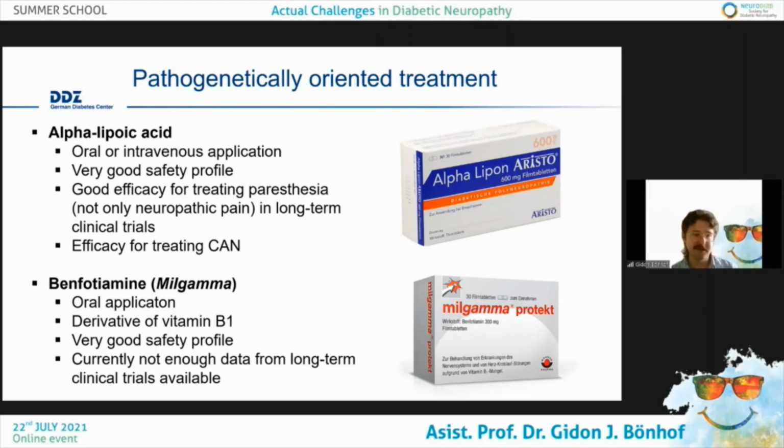So I personally, if I had diabetic neuropathy, I would take them, but you will never know how the effect is. So if you take alpha-lipoic acid or milligamma for several years, you won't know how your nerves would be without taking it. But as I mentioned, with alpha-lipoic acid, there are studies available that show beneficial effects in patients who took it versus patients who took placebo.